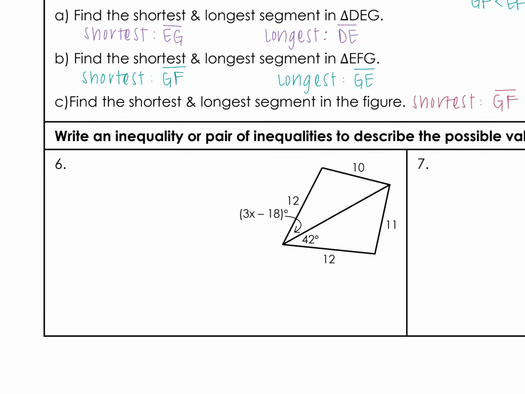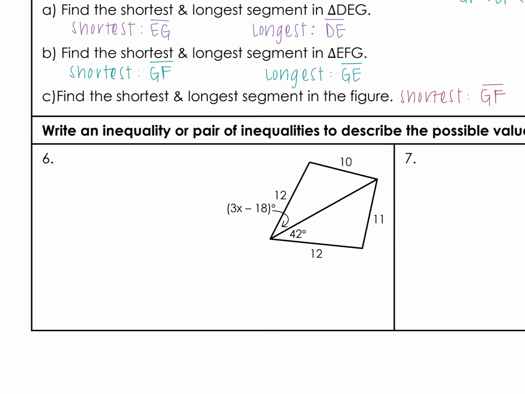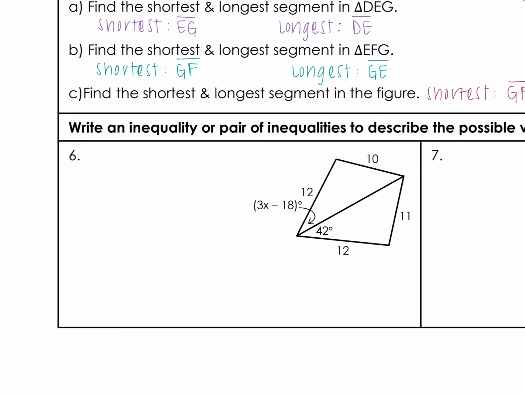And so for these, we're going to write an inequality or pair of inequalities to describe the possible values of x. Okay, so looking at what we have here, we see our sides are going to be congruent here. We got 12 and 12. Then we have that reflexive property, okay, that will allow me to say that since this 11 is larger than my 10, then I know that that 42 degrees should be larger than that 3x minus 18.